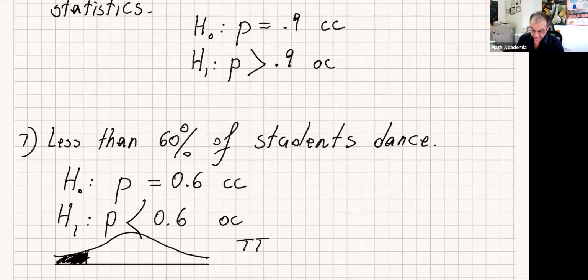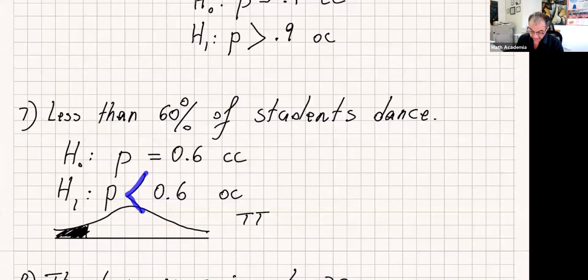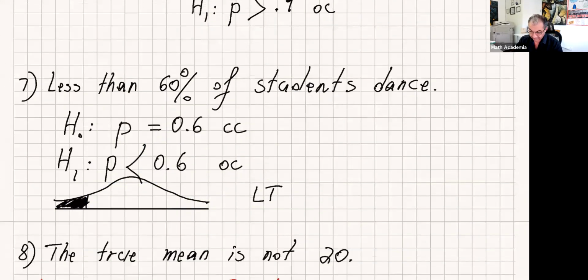We check the sign of H1 and it's less than, so you know this is going to be not two-tailed, but a left tail test. You don't have to put LT, but if you just draw it later on, you're going to see how useful this is. And then just shade the left tail. So this is a left tail test.